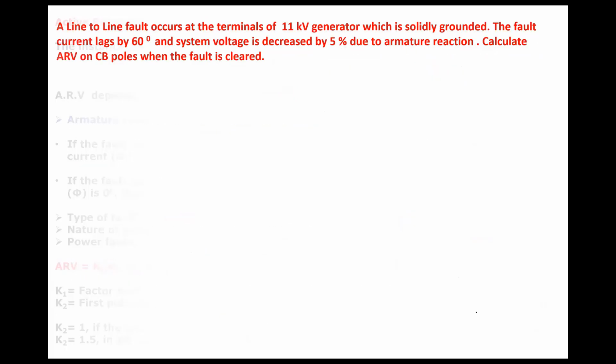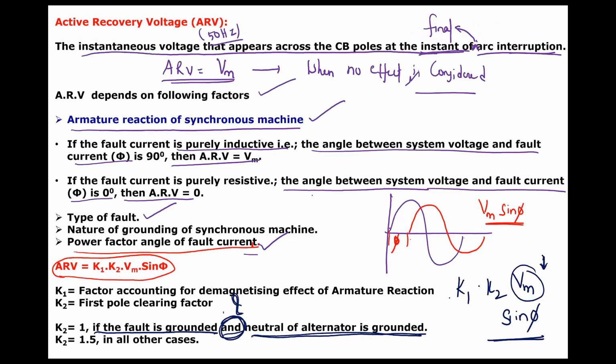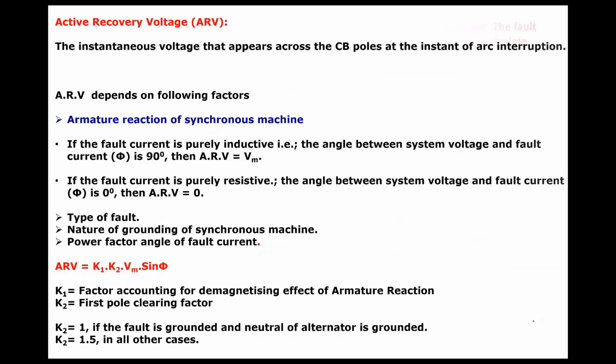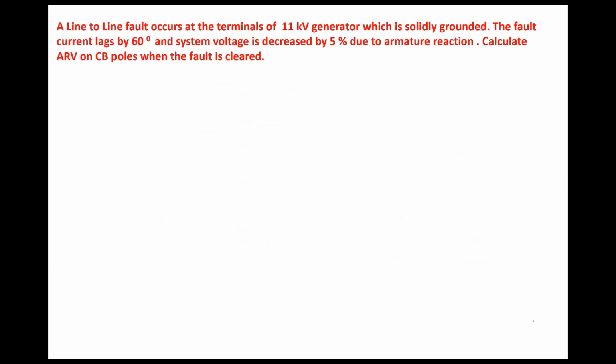Okay, so this is the active recovery voltage, which depends upon the armature reaction, angle between the fault current and system voltage, and the first pole clearing factor. So if you take an example to understand this first pole clearing factor, here a line-to-line fault occurred between the terminals of 11 kV generator, which is solidly grounded. The fault current lags by an angle 60 degrees. The system voltage is decreased by 5% due to armature reaction. Calculate active recovery voltage of the circuit breaker when the fault is cleared.